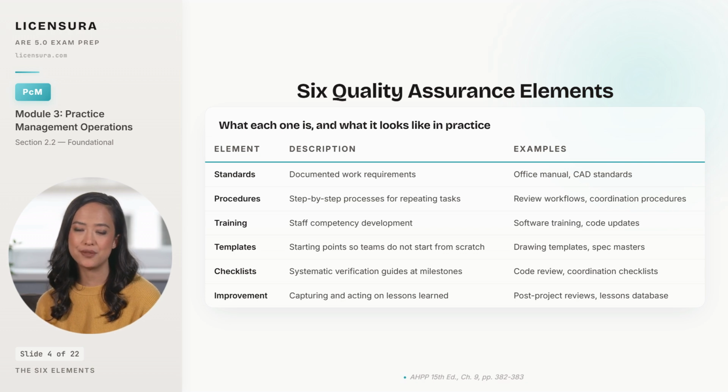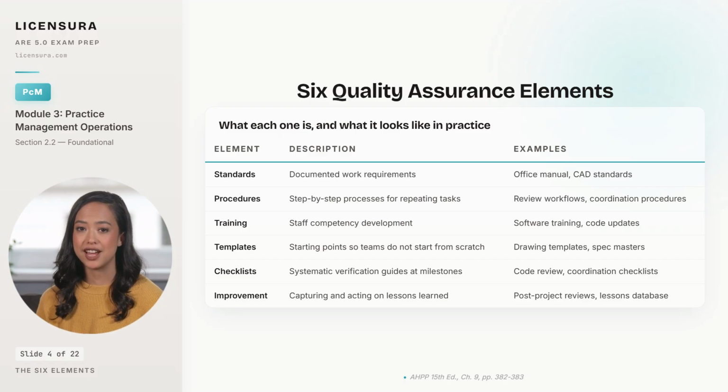Training is the discipline of building staff competency on a continuing basis, with software training when a new tool is adopted, code update sessions when the IBC cycle changes, mentoring for new project architects. Templates are the starting points so that teams never begin from scratch on a deliverable that has been done 100 times. Drawing templates, specification masters, standard detail libraries.